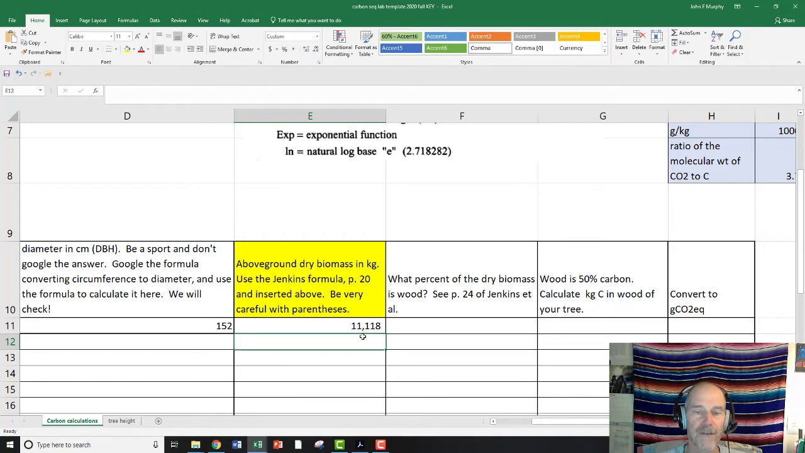11,000. So the Jenkins formula, if I did this right, is saying that the above ground dry biomass of that tree right over there is 11,000 kilograms. Does that make sense? Remember, you always stop and say, does it make sense? I'm a little bit concerned because while that number used to be too big because I had the wrong coefficient in there, now it seems too small.